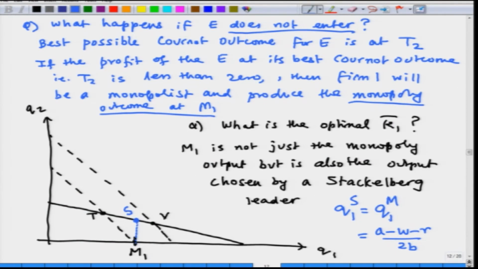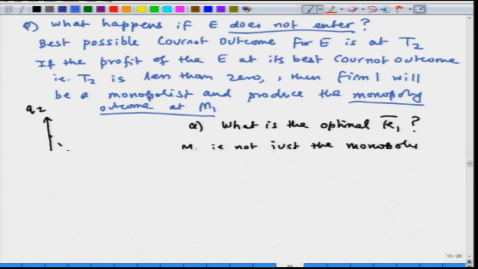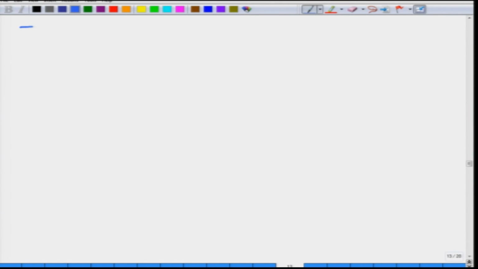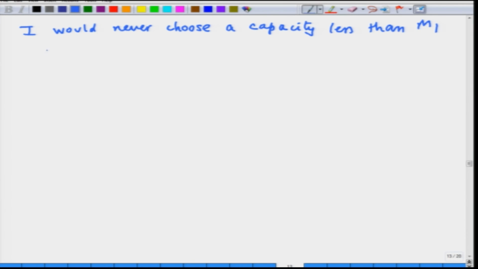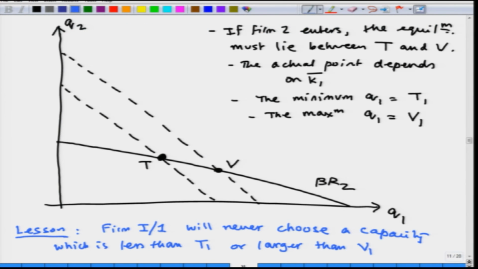So if we put together these 2 points, one when E does not enter and the second when E enters and the incumbent strategically decides to produce the Stackelberg level of output, we can infer that the incumbent would never choose a capacity less than M1, right. So why is that important? Because we had mentioned a lesson earlier saying that the incumbent will never choose a capacity less than T1 and a capacity larger than V1.